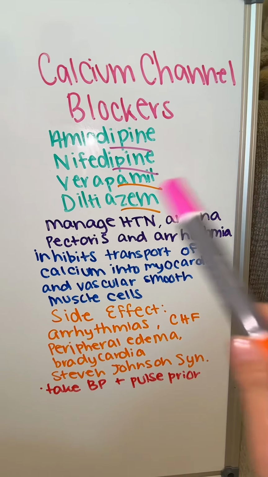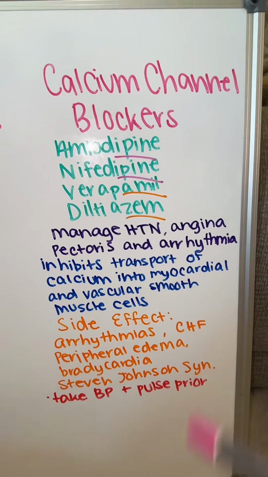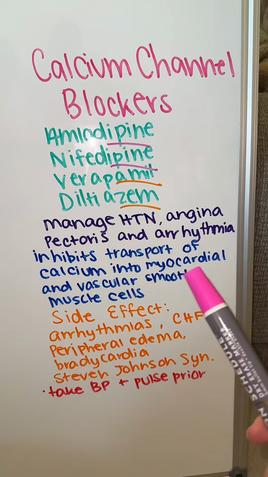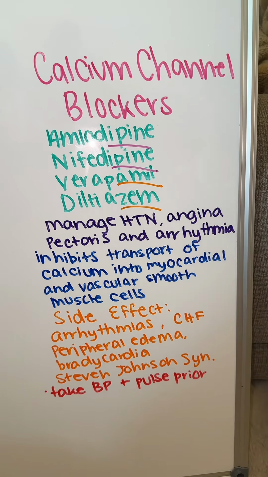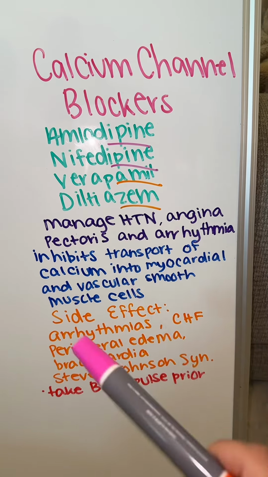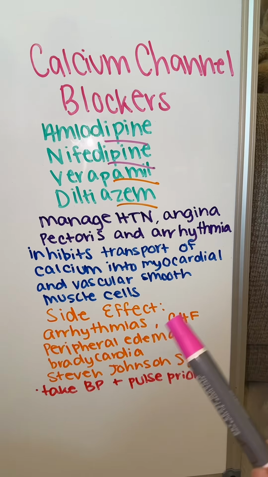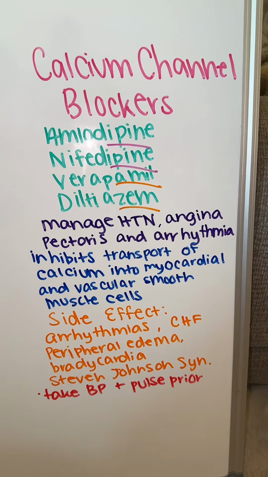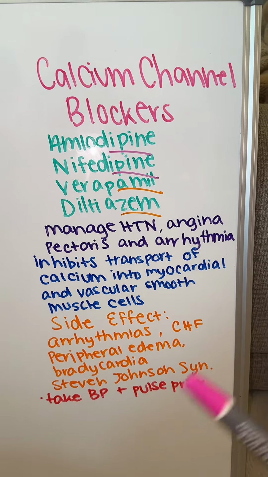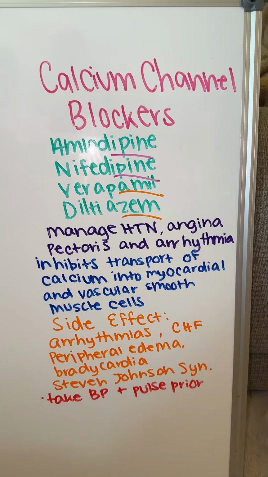Calcium channel blockers: -pine, -amil, -zem. They also manage hypertension, however, they can affect the heart rate here. It inhibits the transport of calcium into the myocardial and muscle cells. The biggest things here are arrhythmias and Stevens-Johnson syndrome. And of course, take the blood pressure and pulse prior to giving, because this one can affect heart rate.